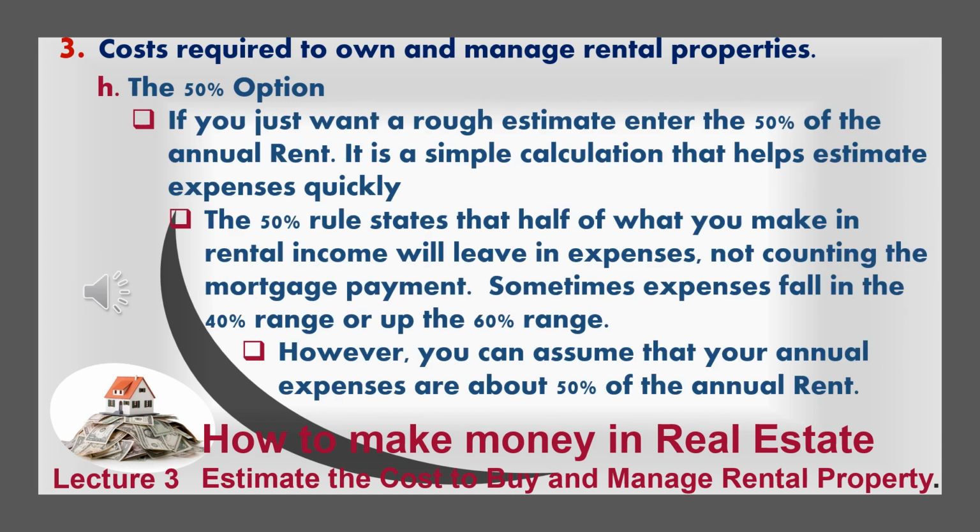The 50% option. If you just want a rough estimate, enter 50% of the annual rent. It is a simple calculation that helps estimate expenses quickly. The 50% rule states that half of what you make in rental income will leave in expenses, not counting the mortgage payment. Sometimes expenses fall in the 40% range or up to the 60% range. However, you can assume that your annual expenses are about 50% of the annual rent.